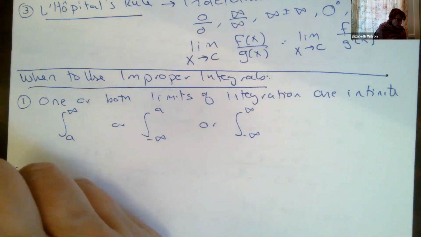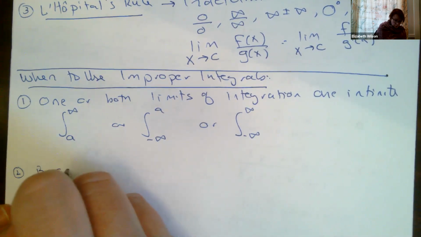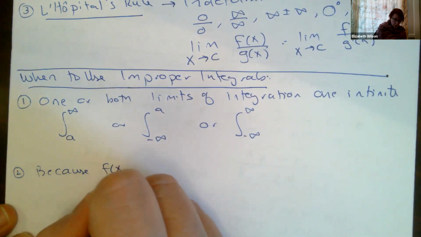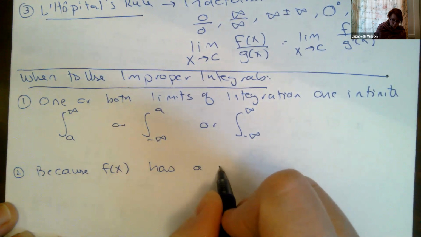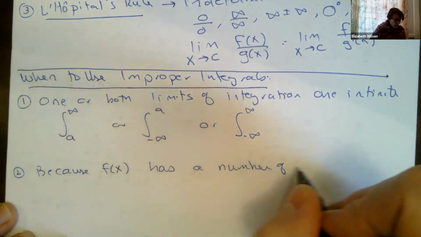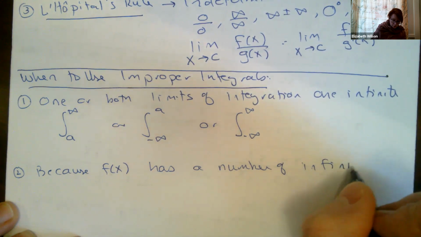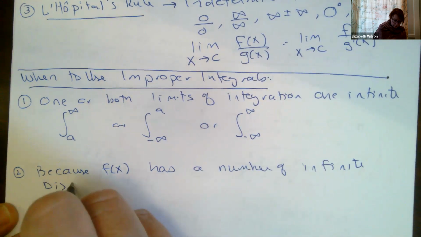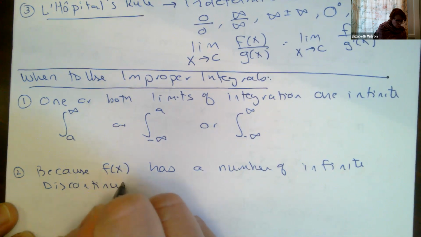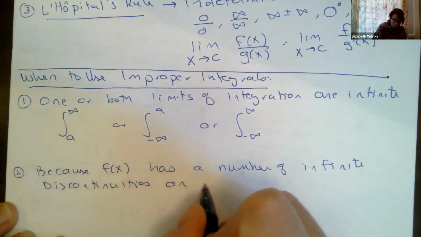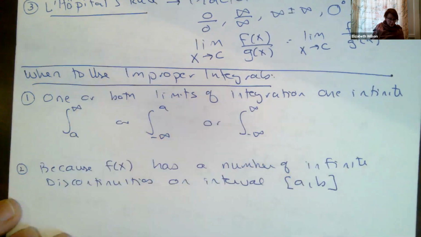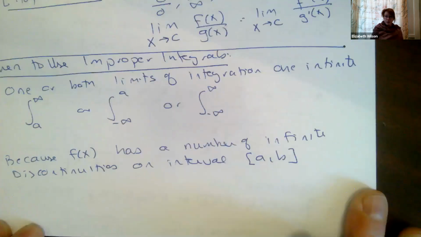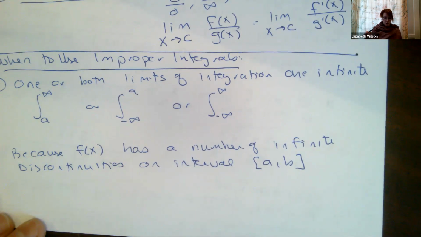The other condition is when the function that we're integrating, f of x, has some number of infinite discontinuities on our interval a to b. What does that mean, infinite? An infinite discontinuity is like a divide by 0 problem. So I've got a vertical asymptote.